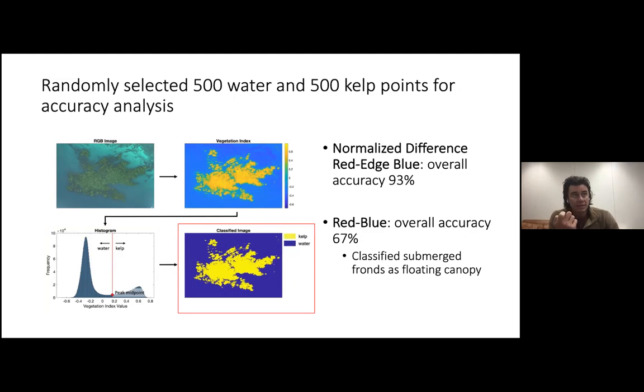The RGB, the red-blue index, had an accuracy of 67%. What was happening here is that this was classifying submerged fronds as floating canopy in many cases. Using the near infrared or the red edge, we're really just looking at the surface, whereas RGB imagery can penetrate a little bit more. And so in some cases you might want to identify submerged fronds, and RGB imagery can be useful for that. The challenge is that it's just a little bit harder to standardize if you're collecting both submerged and canopy fronds. It's more sensitive to differences in water visibility and so on.